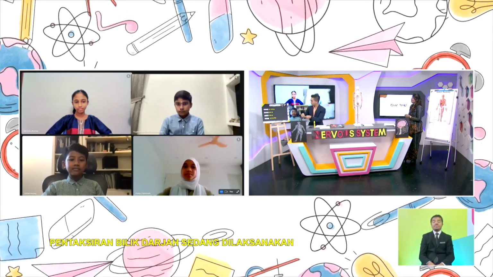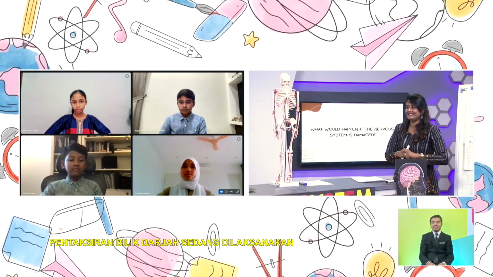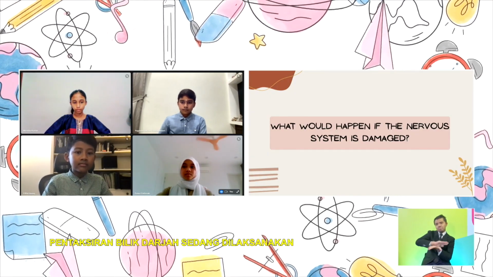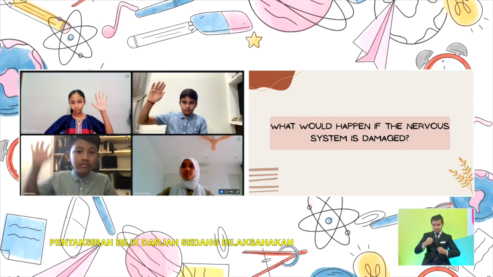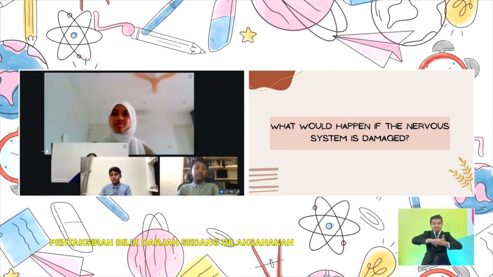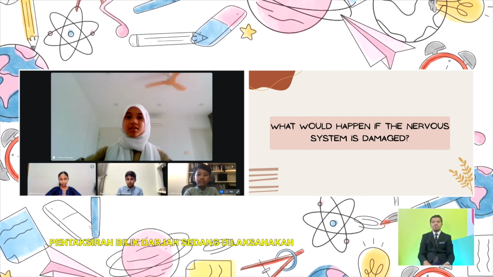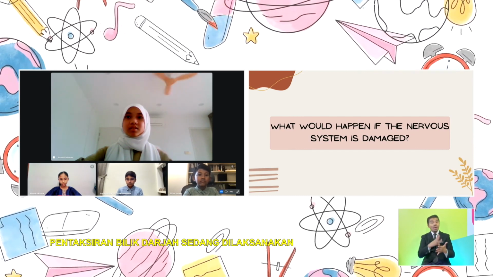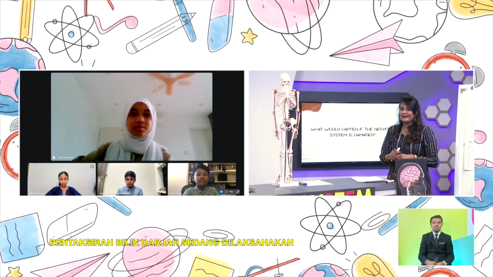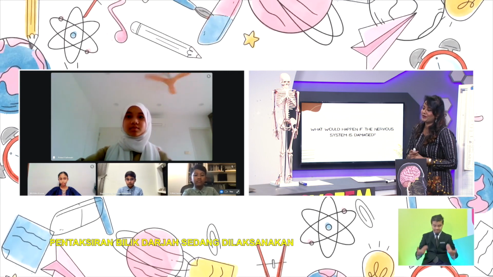Okay, so we have a last question for today. What would happen if the nervous system is damaged? We just learned this earlier. Okay, Putri. What will happen if the nervous system is damaged? Disease. Bell's palsy and body imbalance problems. Well done. Good job, Putri.